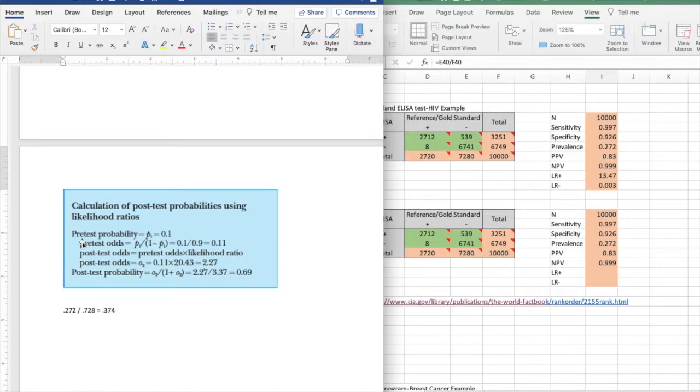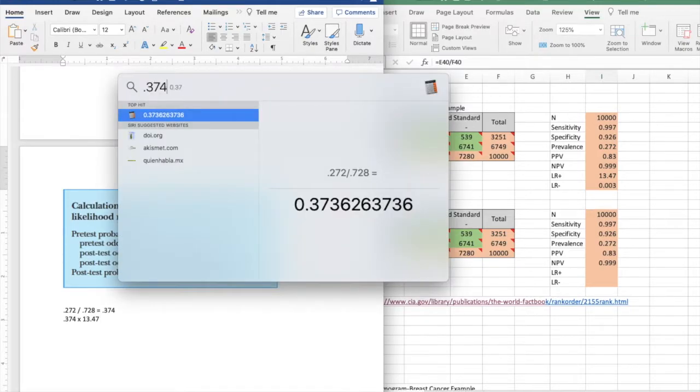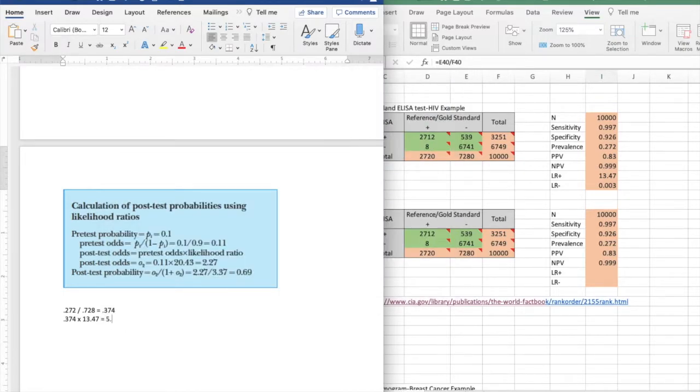We calculate our post-test odds, which is pretest odds times likelihood ratio. So this number times a likelihood ratio: 0.374 times 13.47 for the positive likelihood ratio. That's 5.04. So that's our post-test odds.